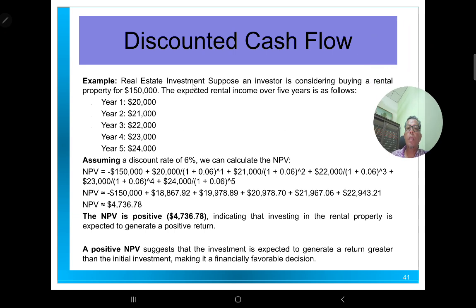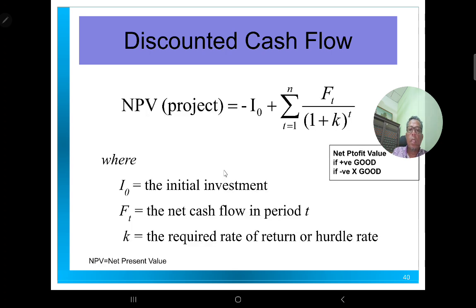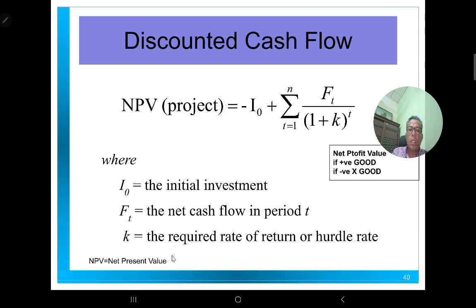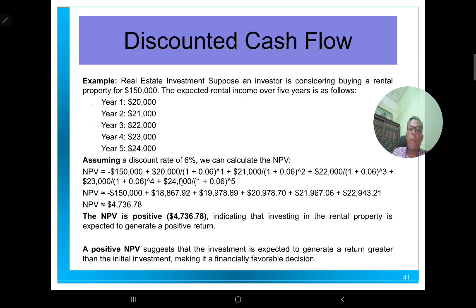So, for example, a real estate investment. Suppose an investor is considering buying a rental property which costs around 150,000. The expected rental income over 5 years is as follows: Year 1, 20,000, year 2, 21,000, year 3, and so on. So assuming a discount rate of 6%, the discount rate of 6% in this case will be used as K, the required rate of return or hurdle rate.